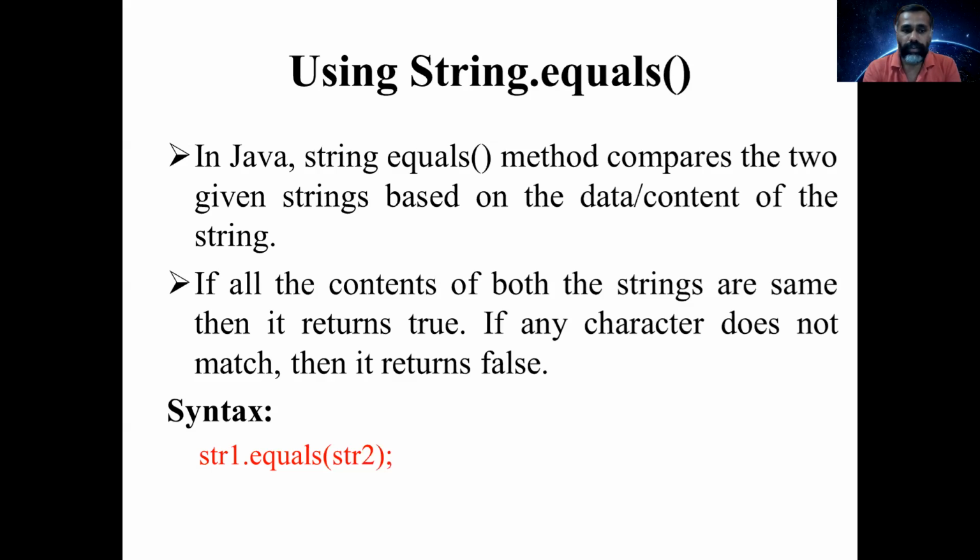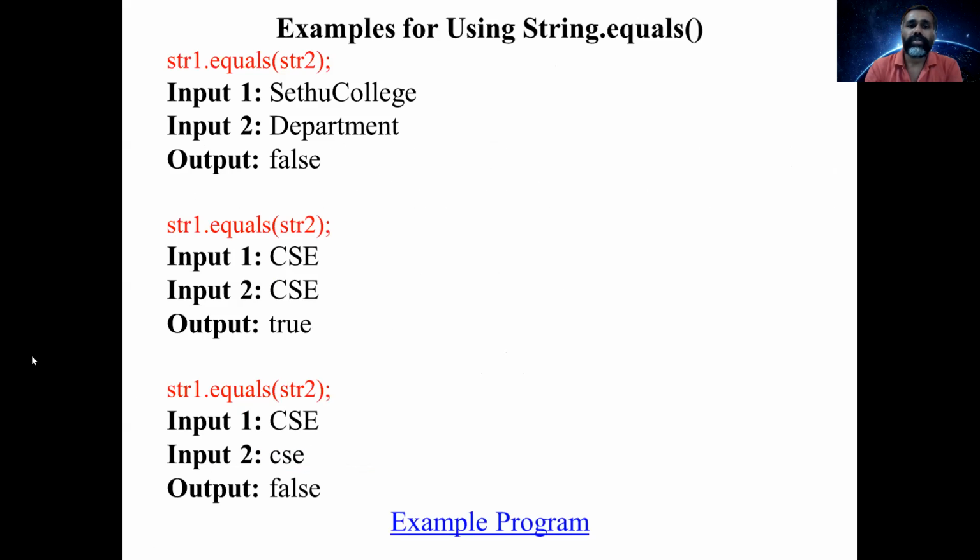The syntax for this method is string 1 dot equals of string 2. So string 1 is compared with string 2 by using the function equals. Okay, so this is the syntax for how we use the equals function. So we'll see an example. Here is an example: string 1 dot equals of string 2, where string 1 is Sethu college and string 2 is department.